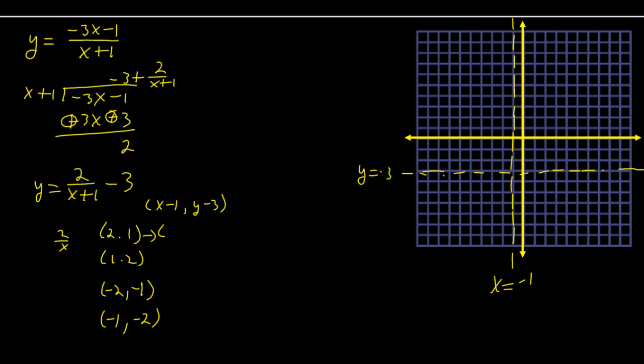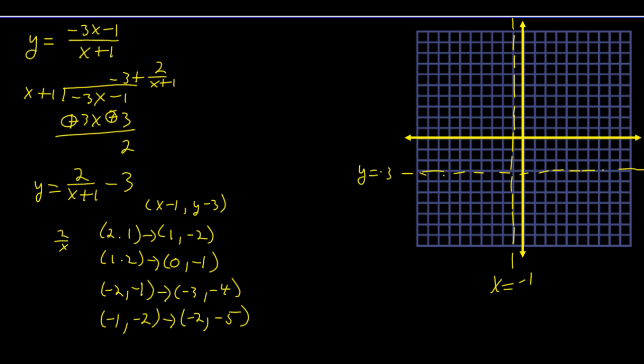So let's see what we get. 2 minus 1 is 1. 1 minus 3 is -2. 1 minus 1 is 0. 2 minus 3 is -1. -2 minus 1 is -3. -1 minus 3 is -4. And -1 minus 1 is -2. And -2 minus 3 is -5.